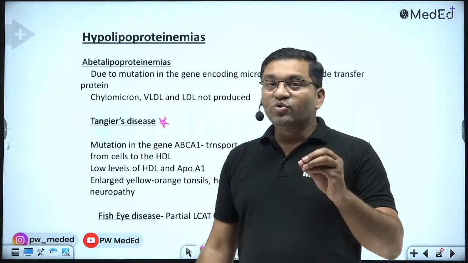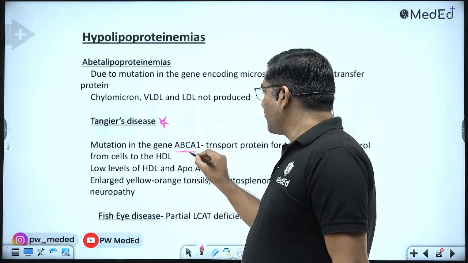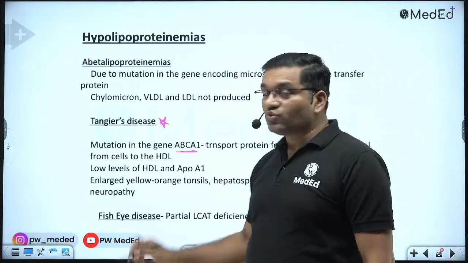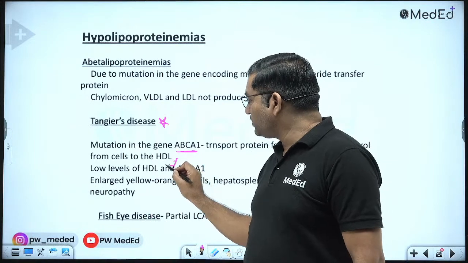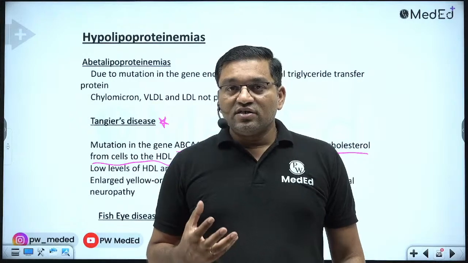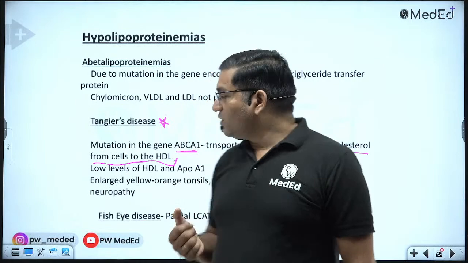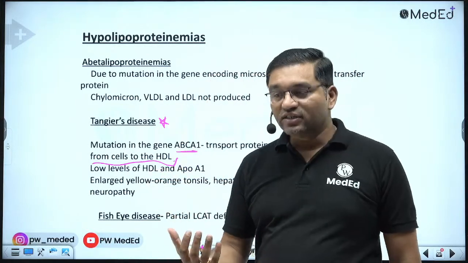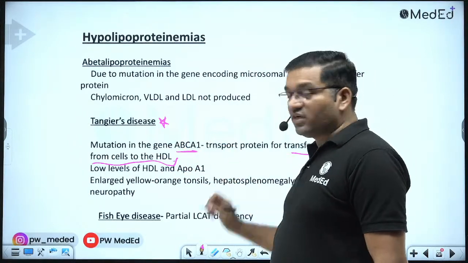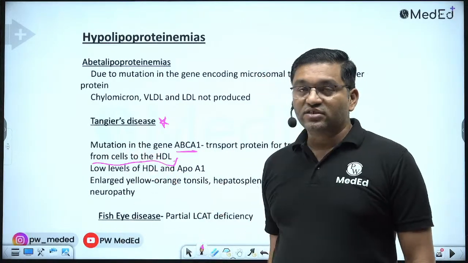Important: there is mutation or defect in the ABC transporter protein, that is ABCA1, which is important for transfer of cholesterol from cells to HDL, and it is important in changing the cholesterol from the nascent discoidal to the spherical HDL. So it is important in the HDL cycle, in the reverse transport of cholesterol. Tangier disease is due to mutation in ABCA1. There is orange colored tonsil in Tangier disease.